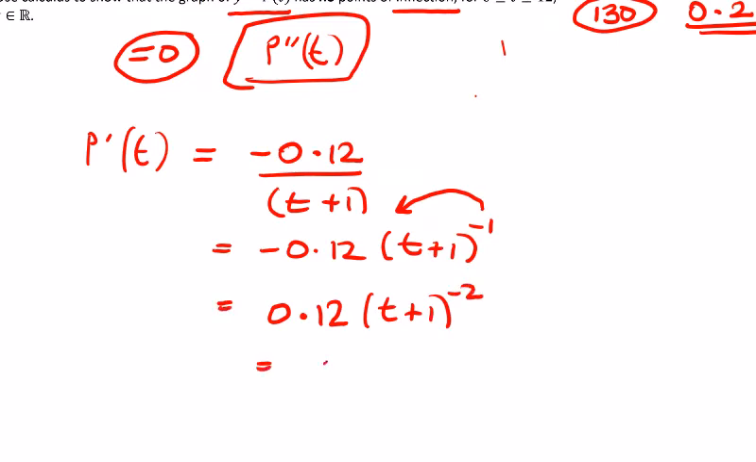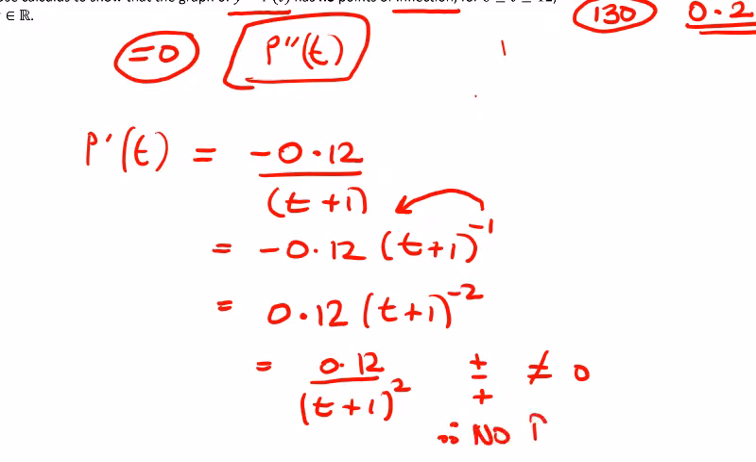So that will give 0.12 over (t + 1) squared, which is a positive over a positive, and it can never be equal to 0. Therefore, no points of inflection. Write the whole thing out in the exam.